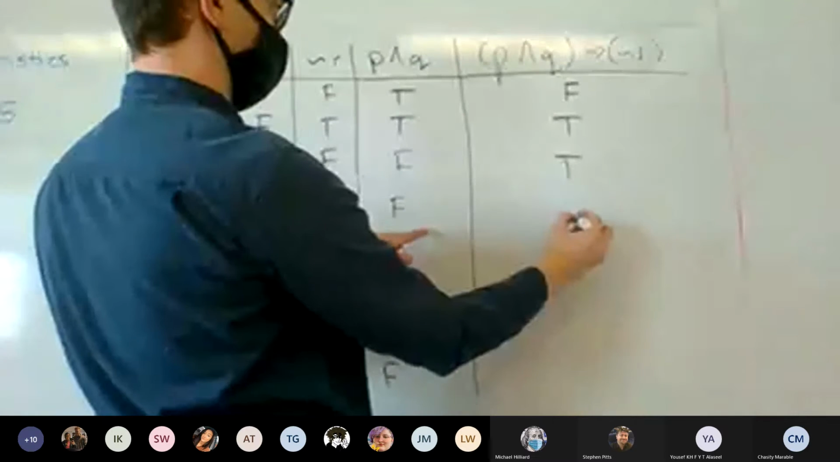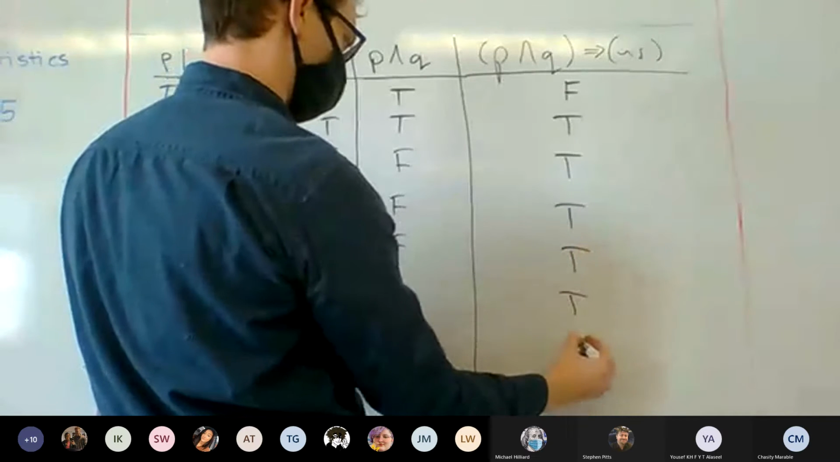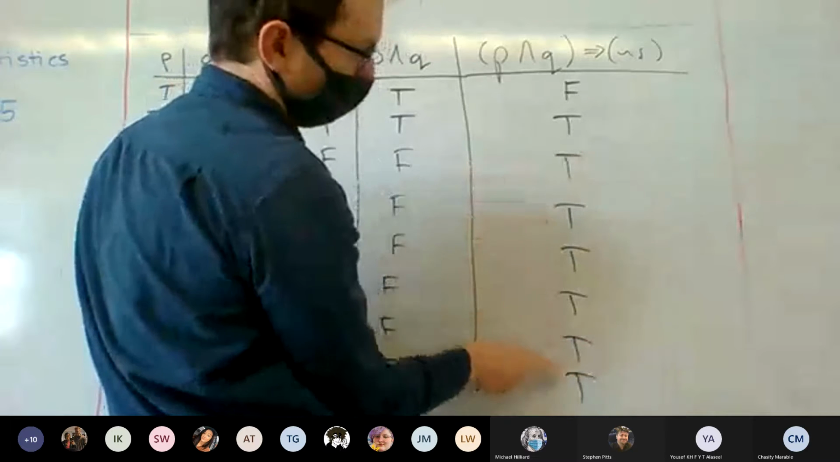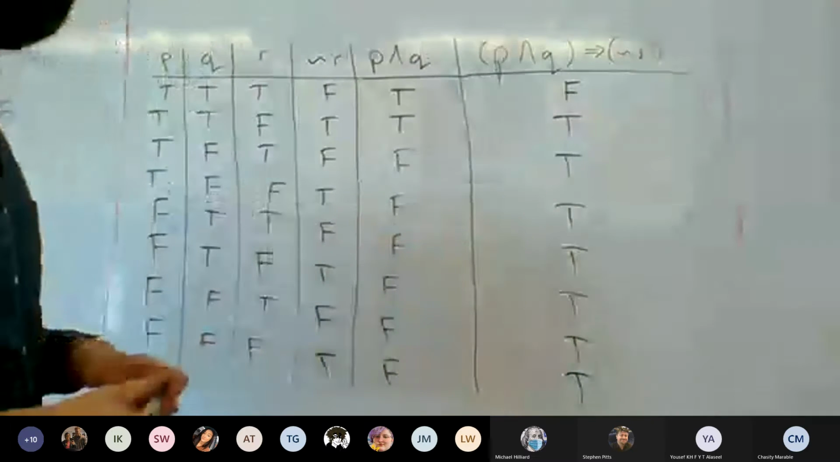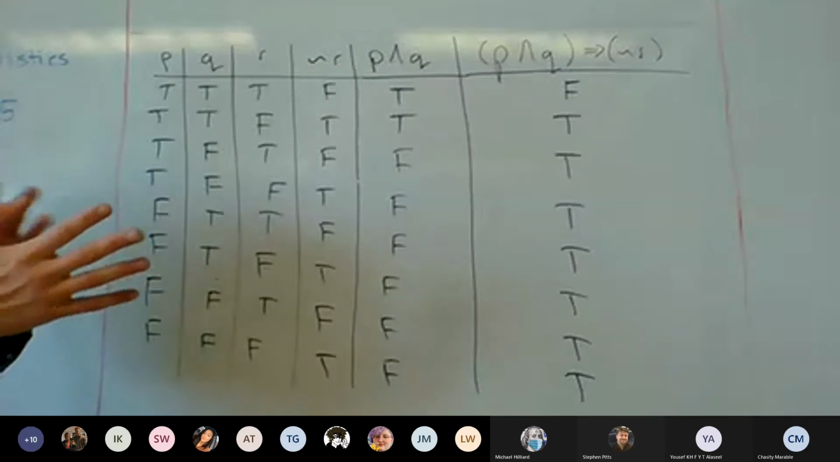You're going to want to make sure we're lined up here. I feel like I miscounted. Let's see, 1, 2, 3, 4, 5, 6, 7, 8. That's good. There we go. That's the truth table for this statement: P and Q implies not R.